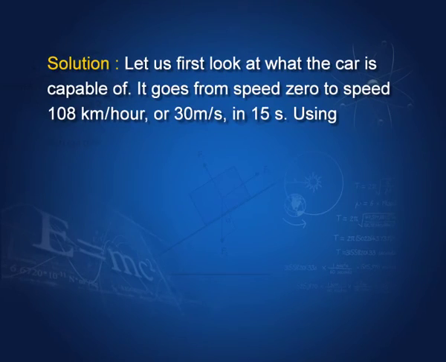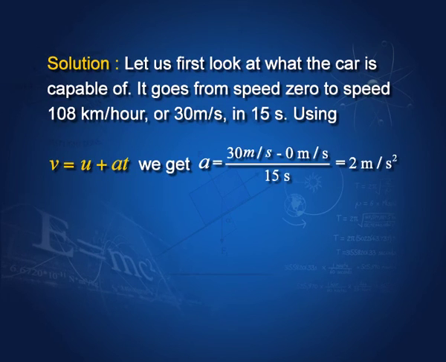Okay. So, let us verify the claim of your friend. We first look at what the car is capable of. It goes from a speed 0 to speed 108 kilometers per hour, that is 30 meters per second, in 15 seconds. So, we use v equal to u plus a t and get a. a turns out to be 2 meters per second square.